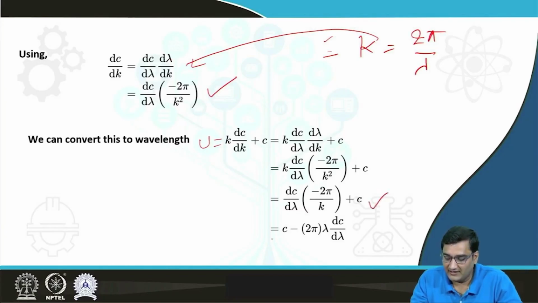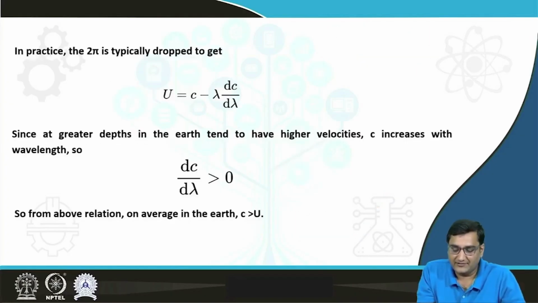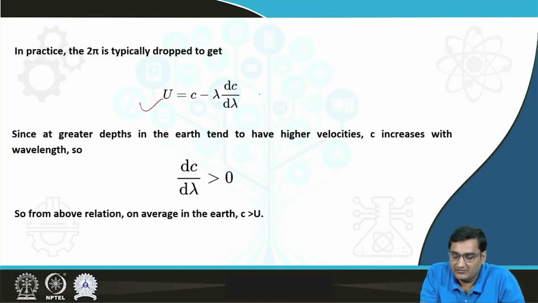And then finally, the term u is equal to c minus 2 pi lambda dc by d lambda. And for simplicity, we just ignore 2 pi. We just do not use 2 pi. Then the final term that we get is u is equal to c minus lambda dc by d lambda.